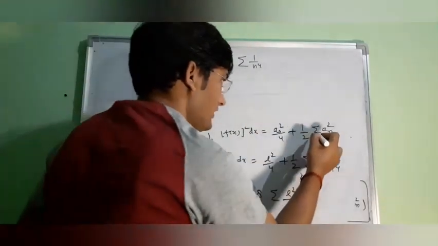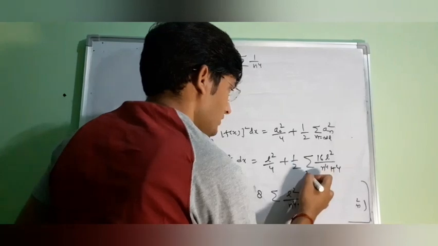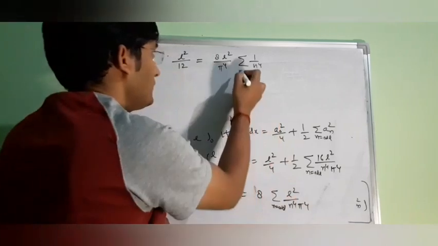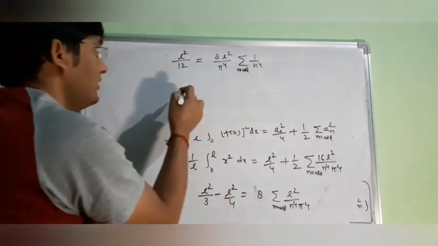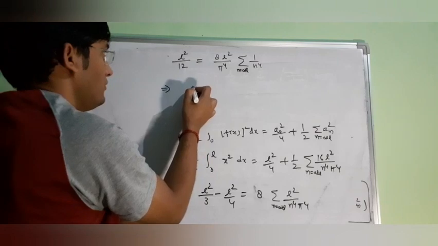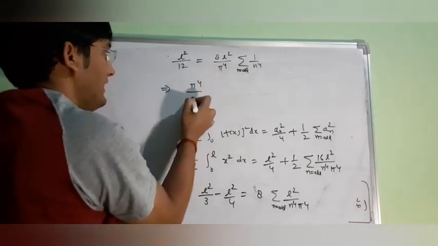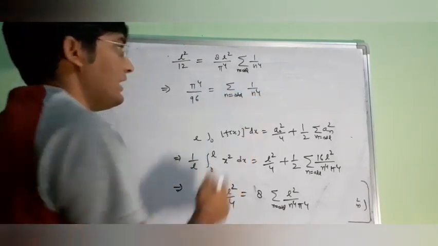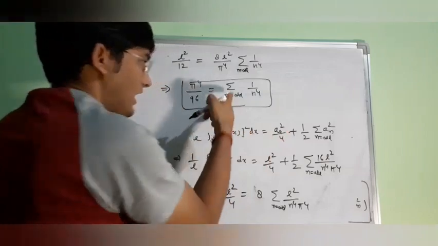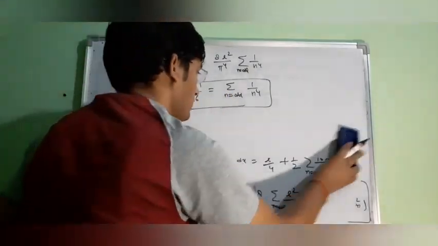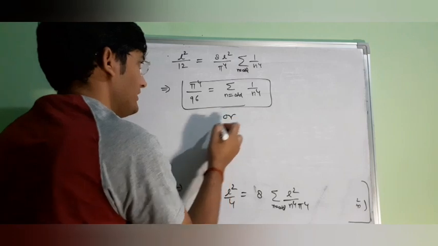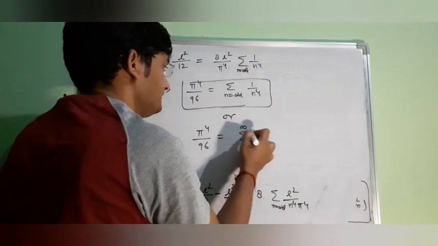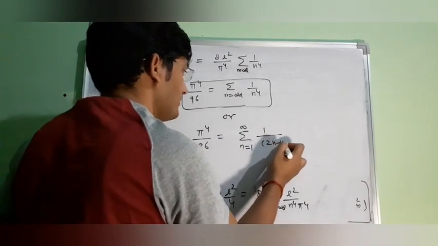Now this is true only when your n is odd. So this will be your pi power 4 upon 96 equal to summation n equal to odd number, then 1 upon n power 4. So this is your answer. And we can also write it as pi power 4 upon 96 equal to summation n equal to 1 to infinity, 1 upon (2n minus 1) power 4.